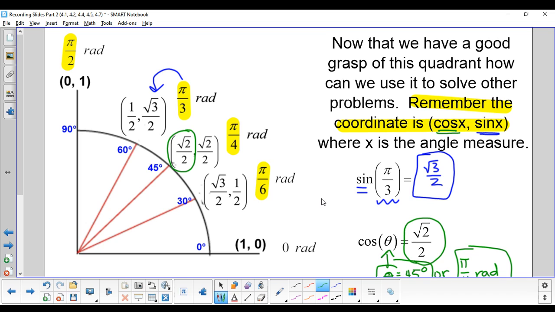So there's your lesson explaining where the values come from on the unit circle, specifically connected to the coordinates, as well as identifying that cosine is the x coordinate and sine is the y coordinate.